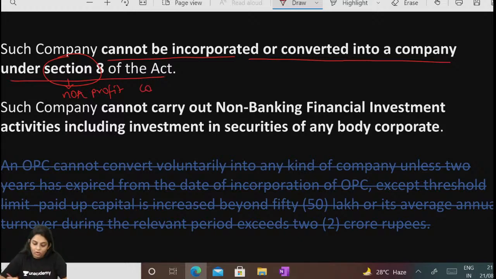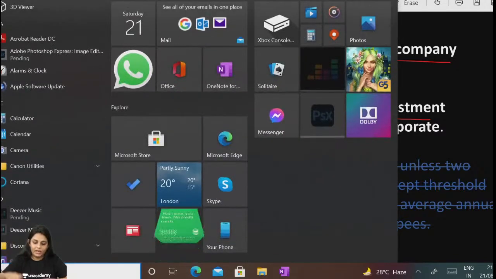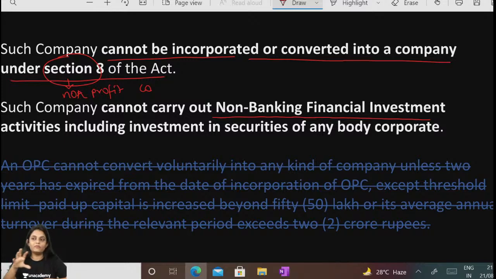Such a company cannot register as a non-banking financial company. It cannot carry on non-banking financial activities. What is a non-banking financial activity? You are not registered as a bank, but you carry on the same functions as a bank, like insurance. So it cannot register as an NBFC, nor can it invest in the securities of any other body corporate. That means its investments cannot be in the shares or debentures of other body corporates. So they have put these restrictions on an OPC. What are the restrictions? A member cannot be a member or a nominee of an OPC, and it cannot register as or convert into a Section 8 company. It cannot register as an NBFC.